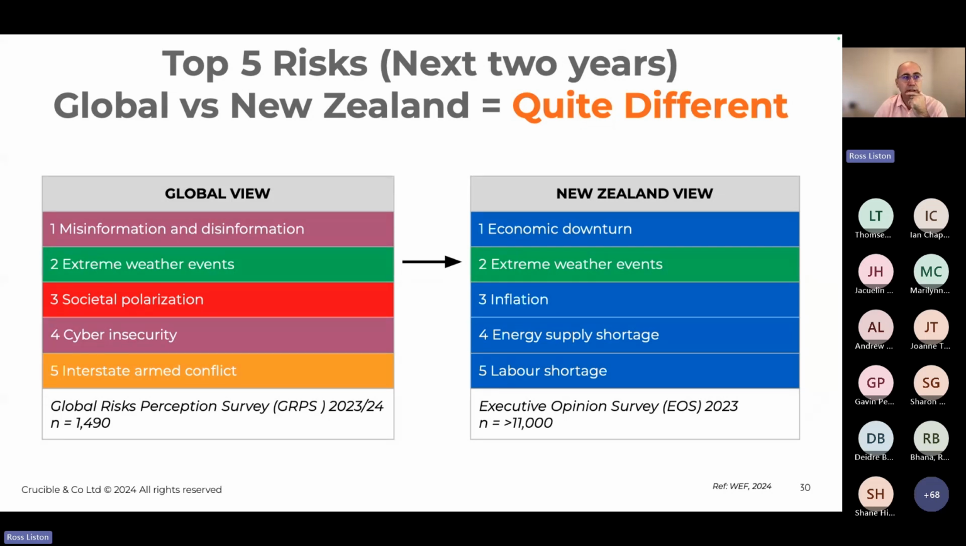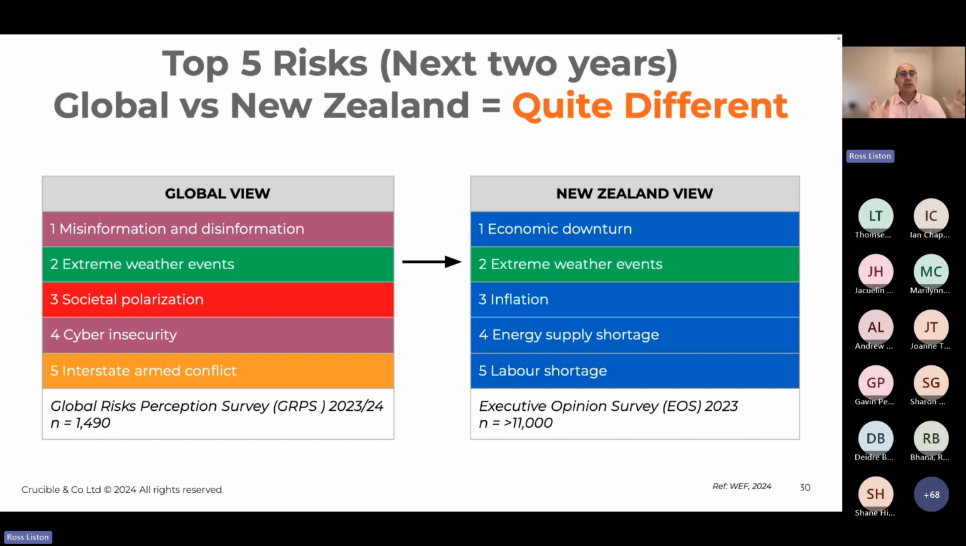And what you can note here is how different the picture is between globally what is being focused on and what is being focused on locally. And this content sits within that WEF report and is available on their website. You can go in and analyze the data. You can slice and dice it by age group. You can slice and dice by sector.